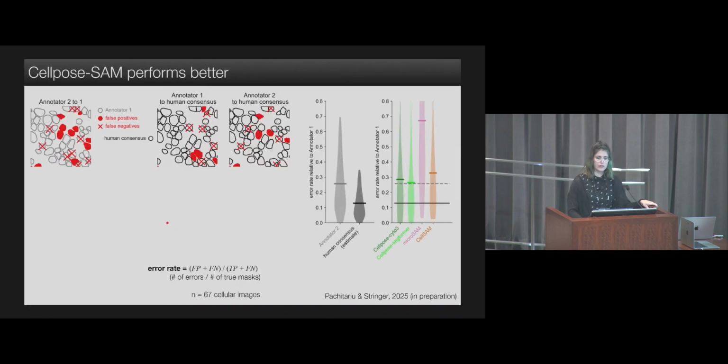Okay, so how well does Cellpose-SAM perform? It performs better than these previous models. So here's our error rate for Cellpose-SAM. And so we're below this inter-annotator error rate, and we're much closer to what we think is this human consensus error rate here.